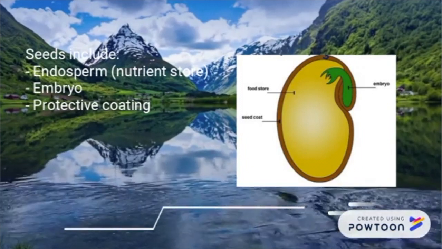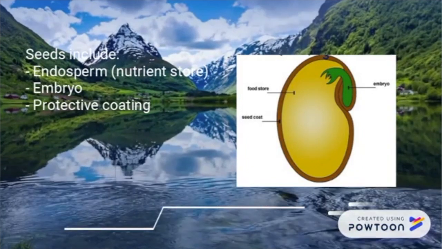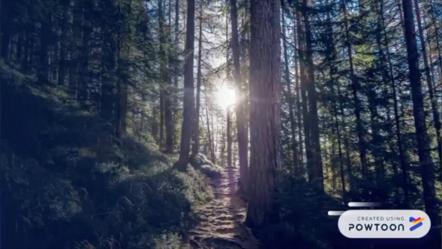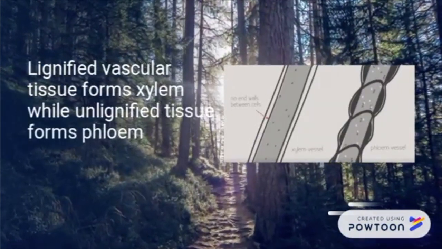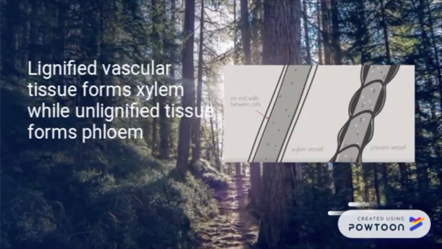The seed also contains a fully developed embryo, which is advantageous compared to a spore, which needs to undergo cell division and specialization in order to begin growth. Gymnosperms also have lignified vascular tissue that form xylem and phloem, which transport water and nutrients respectively.